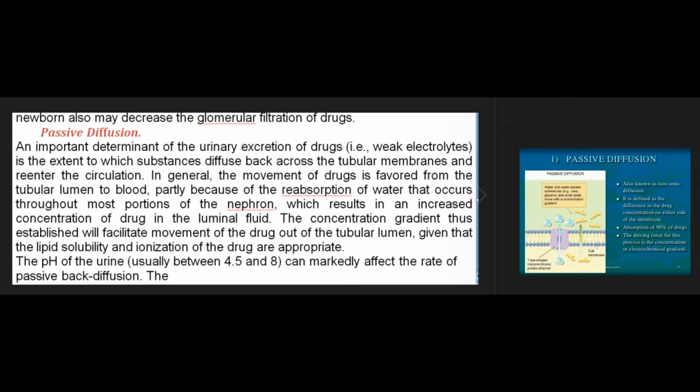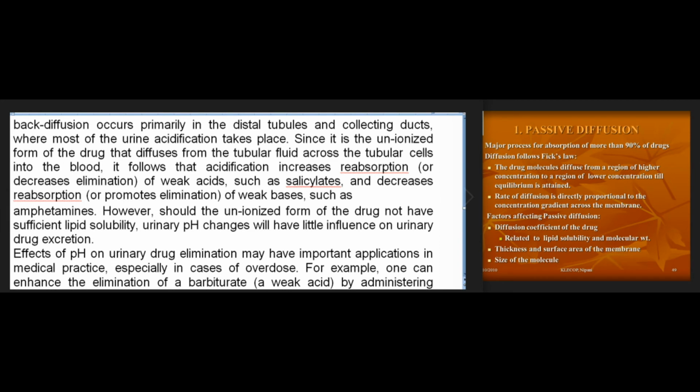The concentration gradient thus established will facilitate movement of the drug out of the tubular lumen, given that the lipid solubility and ionization of the drug are appropriate. The pH of the urine, usually between 4.5 and 8, can markedly affect the rate of passive back diffusion. The back diffusion occurs primarily in the distal tubules and collecting ducts, where most of the urine acidification takes place.